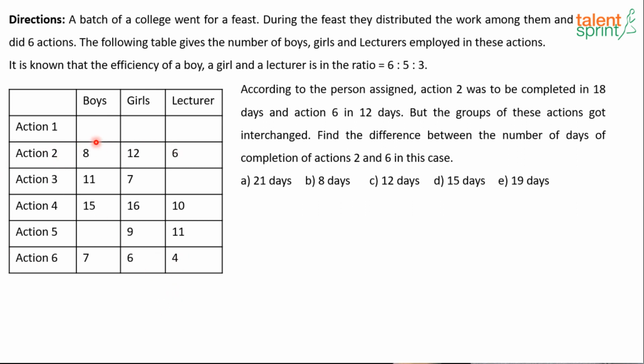Now, according to the groups assigned, action 2 was to be completed in 18 days and action 6 was to be done in 12 days. However, the groups got assigned, interchanged. So basically, 8 boys, 12 girls and 6 lecturers now did action 6. And 7 boys, 6 girls, 4 lecturers did action 2. So of course, they'll be taking different number of days. So what is the difference between the number of days taken by these two groups to complete the actions is the question here. You have about 1 minute for this. The clock starts now.